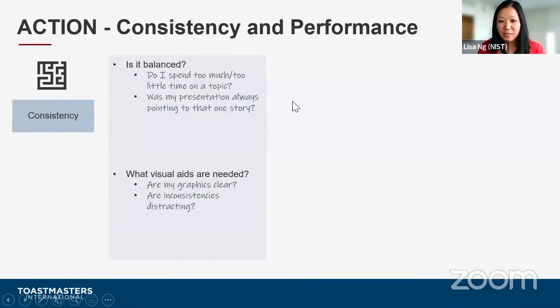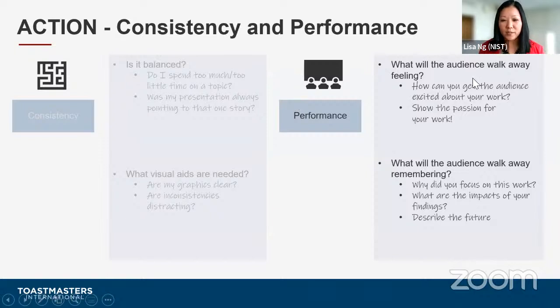All right, so we talked about consistency. Let's move on to performance. So what will the audience walk away feeling? And how can you get the audience to be excited about your work? Can you show enthusiasm? Next week at the conference, if you're able to go, you'll be speaking in person.